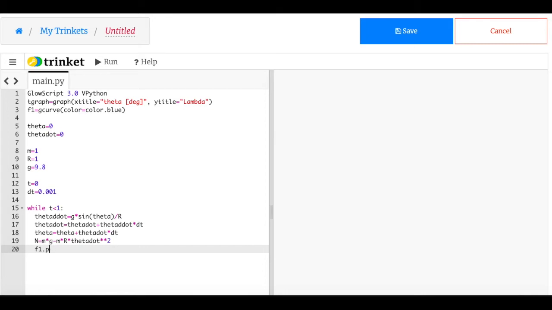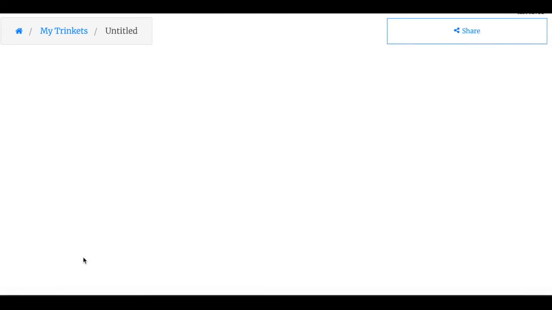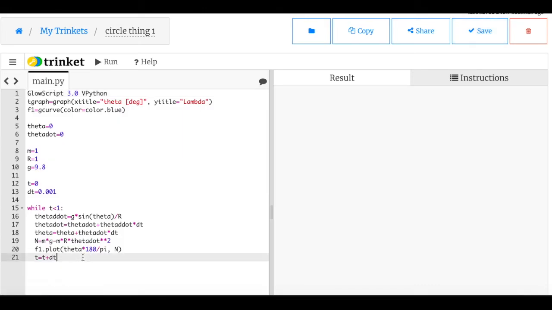Now I'm going to plot that. F1 dot plot. I want the angle in degrees, theta times 180 divided by pi, and n. And then I'm going to update time. T equals t plus dt. Let's save it, call it circle thing 1, and run it. Oh, I do want to print. Let's do this.